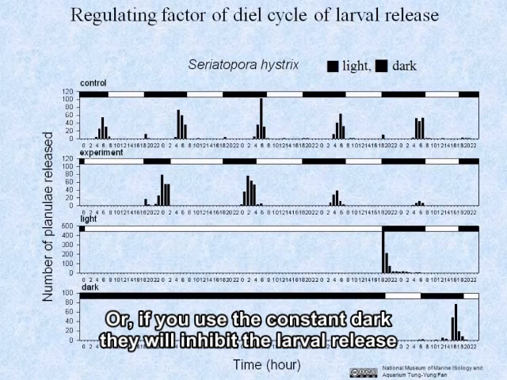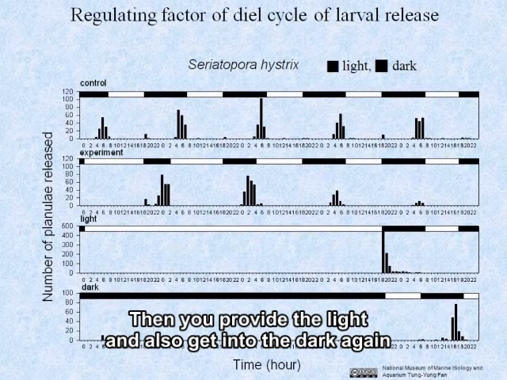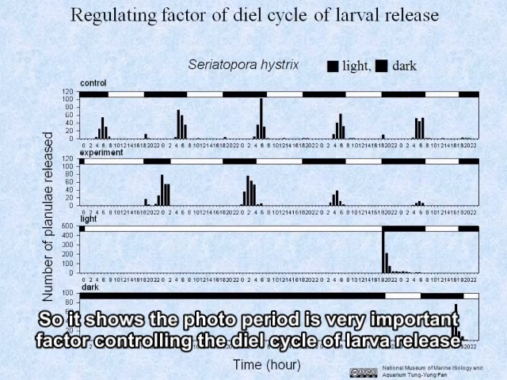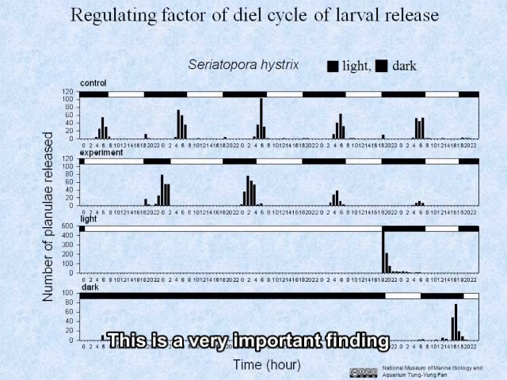Or if you use constant dark, it will inhibit the larva release. Then you provide the light and also get into the dark again. Then they release larvae around the sunrise. So it shows the photoperiod is a very important factor controlling the diel cycle of larva release. This is a very important finding.